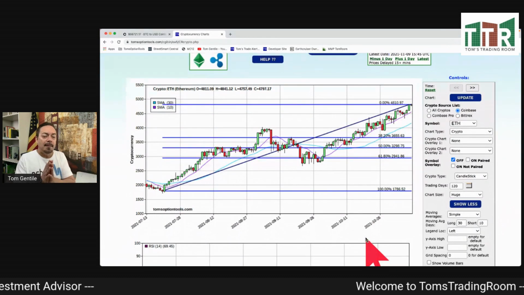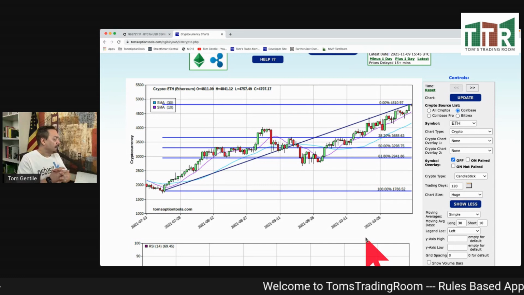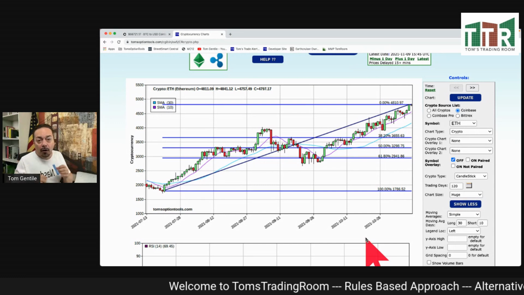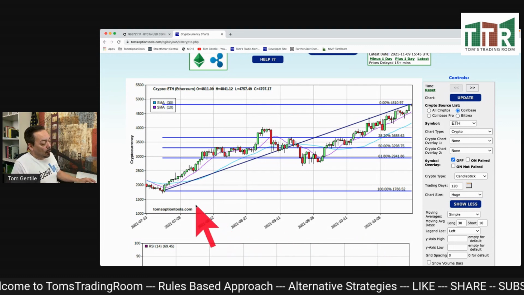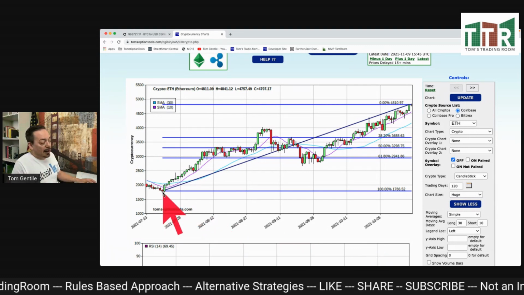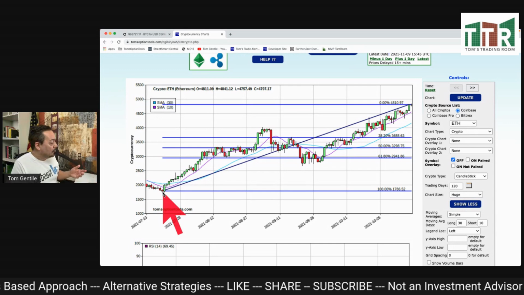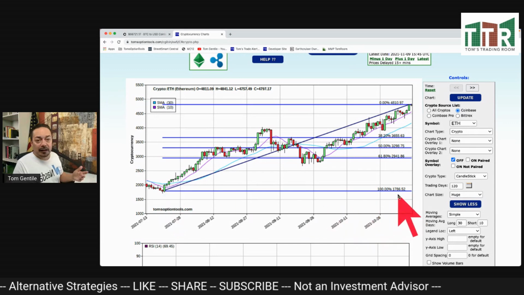Ethereum 2, making new all-time highs. Fantastic. If you're a long trader or a long investor in Ethereum, you've got to go all the way back to really the middle of July, and you can see where this thing was, around 1,800, 1,786. Sounds like a year, right?